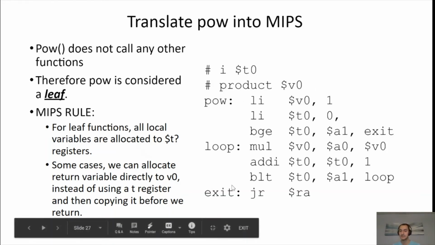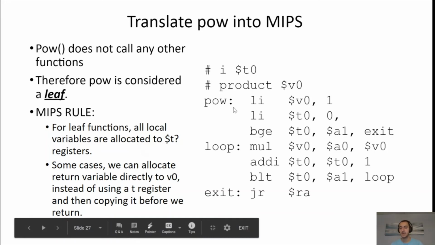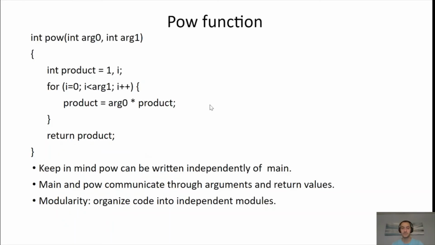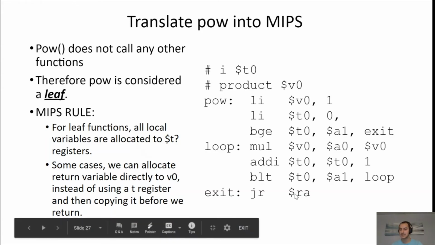There are two big pieces here that are shared in a leaf function or basically any other function that we are writing. One is the label, which is how you call your function. It is basically the name of the function here. If you wanted to call this function, you do jump and link and then POW. So that is the label. That's one important piece. The other important piece is this last line here: jump register and RA.